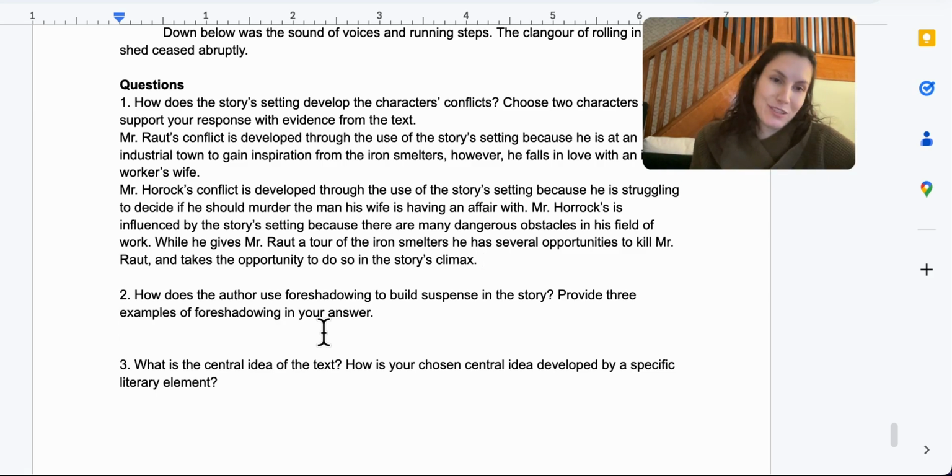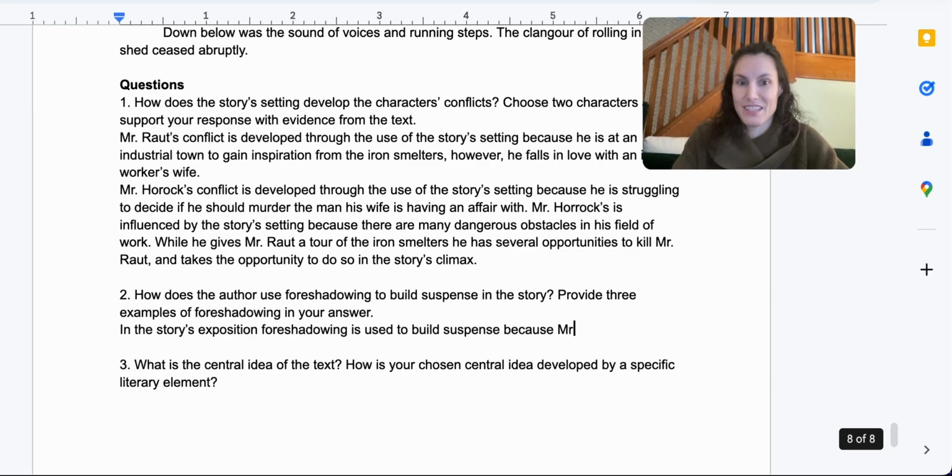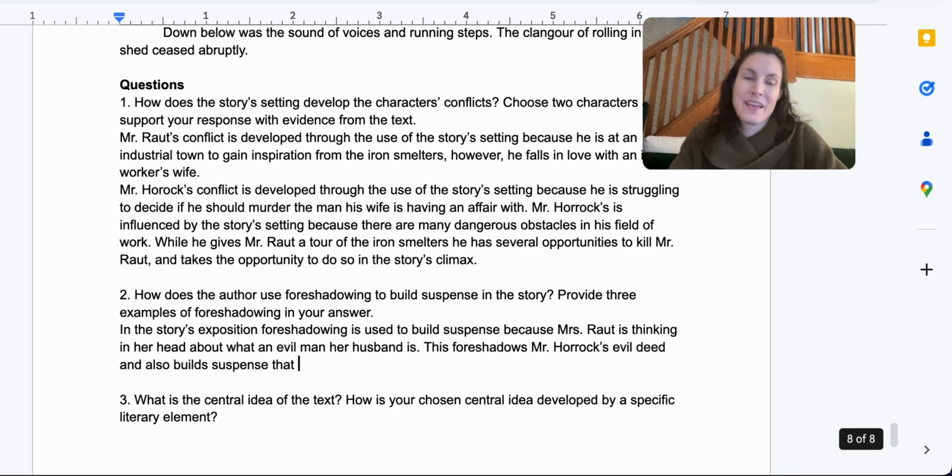Then we have our examples of foreshadowing. So anytime we are switching from the point of view to Mrs. Rout, we could say in the beginning, in the story's exposition, foreshadowing is used to build suspense because Mrs. Rout is thinking in her head about what an evil man her husband is. This foreshadows Mr. Horrocks' evil deed and also builds suspense that something bad will happen, basically.